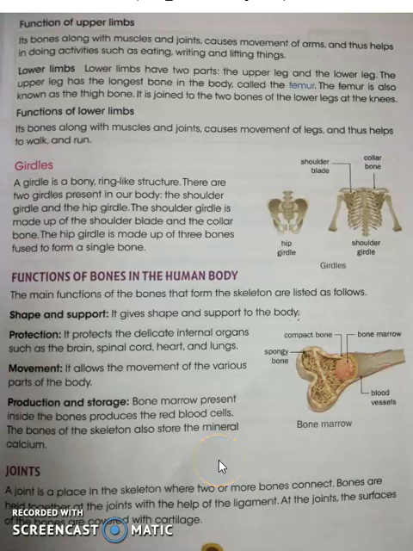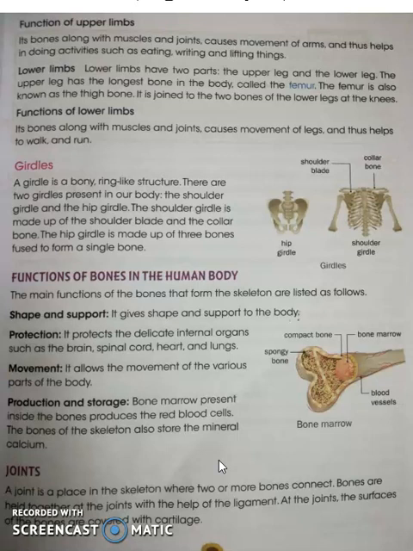Good morning, students. In the last lecture, we studied the girdles and the functions of the bones. The main functions of the bones were: first, it gives shape and support to our body. Secondly, it protects the delicate internal organs. Third, it allows movement. And the last one was that it produces RBCs; the bone marrow which is present inside the bone produces the RBCs.